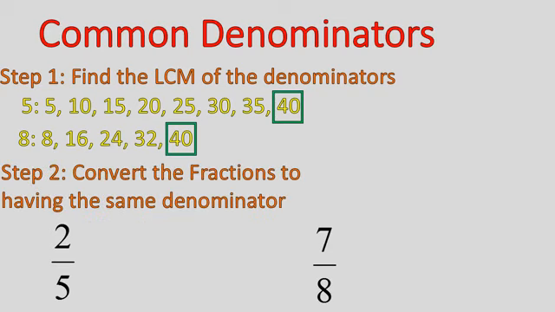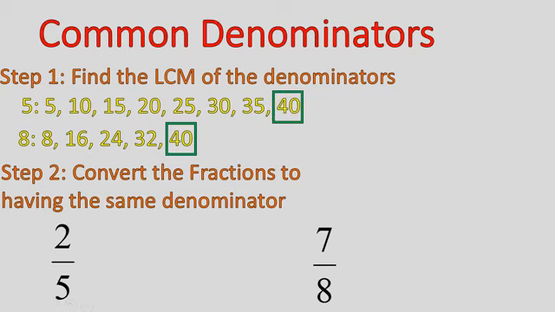Step number 2 is that we need to convert the fractions so that they have the same denominator. To do this, it's really helpful to have this list of multiples here because we have to ask ourselves, our denominator 5 times what gives us 40? 5 times what gives us 40? Again, you can refer back to this list: times 1, 2, 3, 4, 5, 6, 7, 8. 5 times 8 gives me 40, if that helps you to remember.